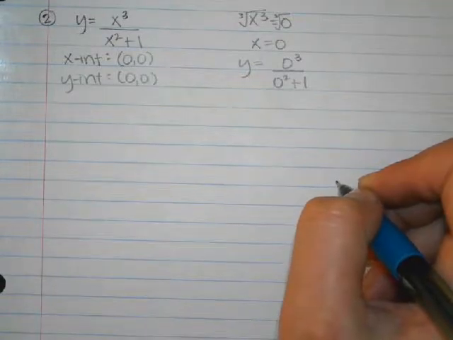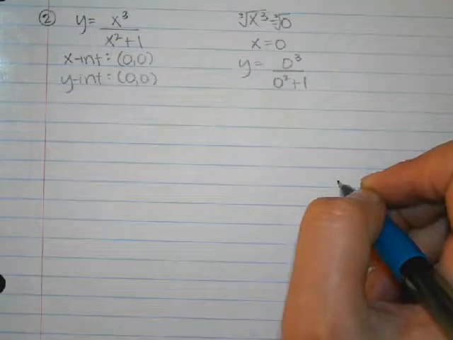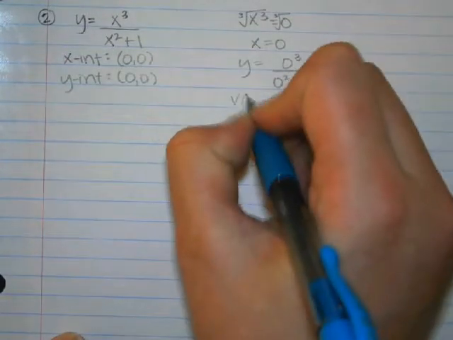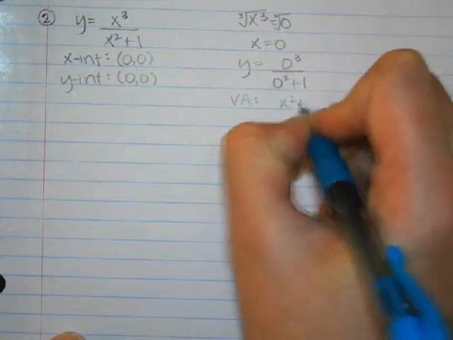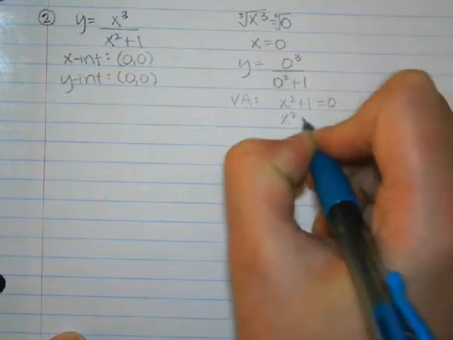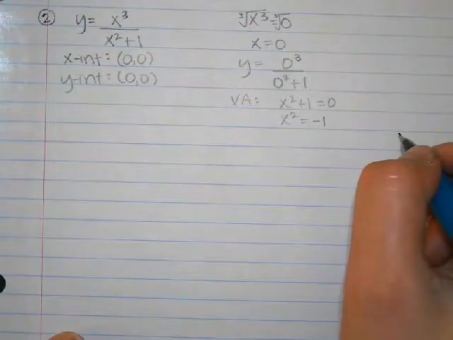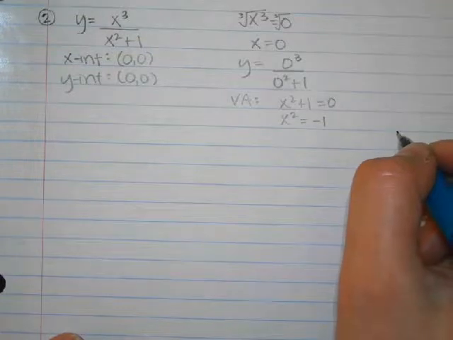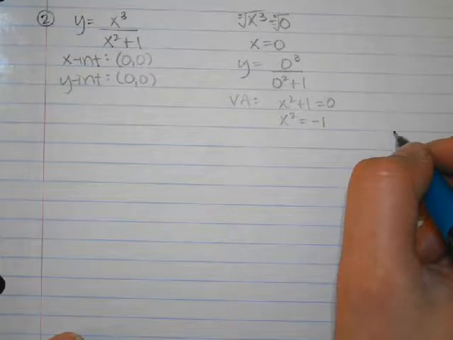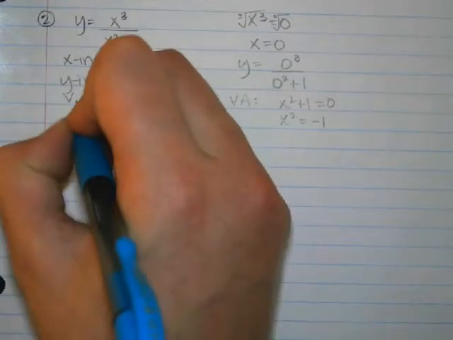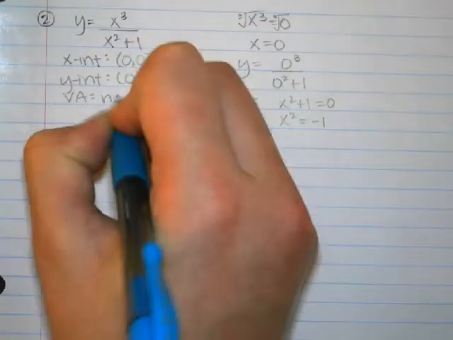So if you had x squared plus 1 equals 0, how would you solve that? X squared plus 1 equals 0, x squared equals negative 1. And then what would you do? Square root of negative 1, which is i, which is imaginary. Are we going to draw an imaginary answer? No, we're not. So for vertical asymptote, we're going to say none. Okay.